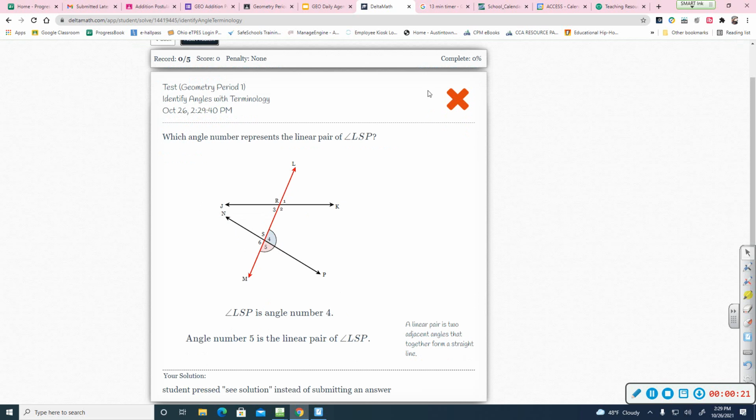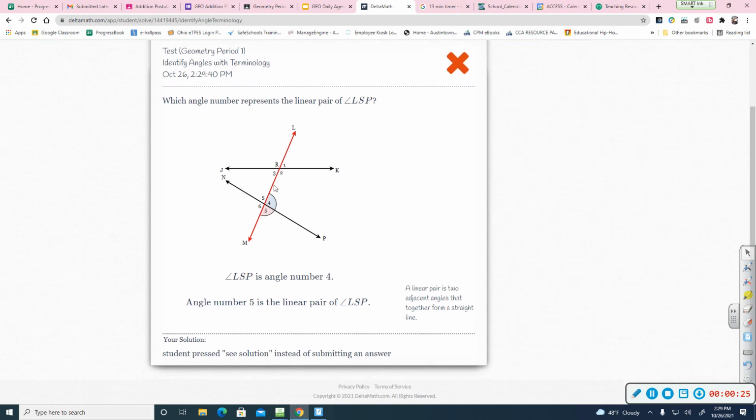So which angle number represents the linear pair of angle LSP? So first you want to find angle LSP. LSP is angle 4, which is highlighted here in blue. Remember, a linear pair, those are two angles that are adjacent, which means they are next to each other, and they are supplementary, which means they add up to 180 degrees. So here, the linear pair of angle 4 is angle 5.